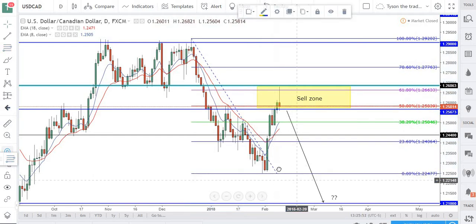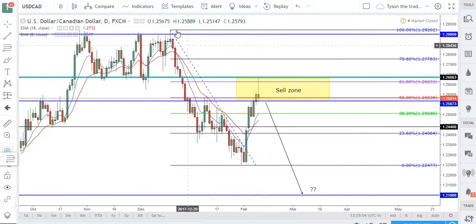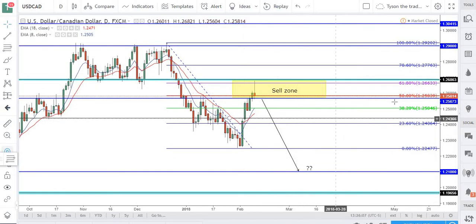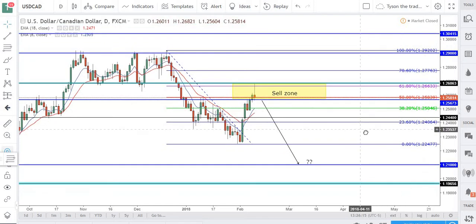And there we go. From our point here, this is our A point, B. Now we're looking at our C. This is the area of confluence. It gives us direction as to where price is likely to go from here. As you can see, we failed to break above our monthly resistance level, and we failed to break above our 61.8% Fibonacci retracement zone.